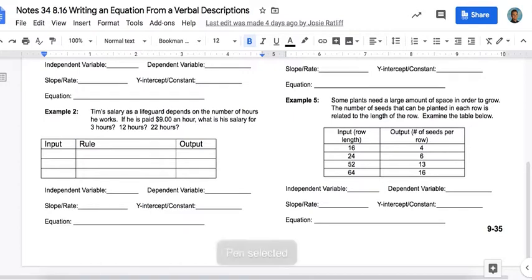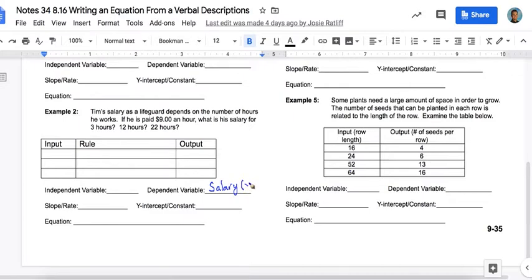Tim's salary as a lifeguard depends on the number of hours he works. Okay, so it's basically telling us what our independent and dependent variables are. If he is paid $9 an hour, what is his salary for 3 hours, 12 hours, and 22 hours? So they're telling us right off the bat that our salary depends on the number of hours. So salary is the dependent.